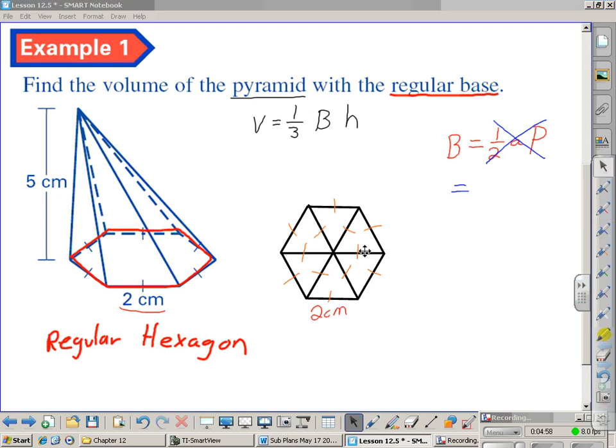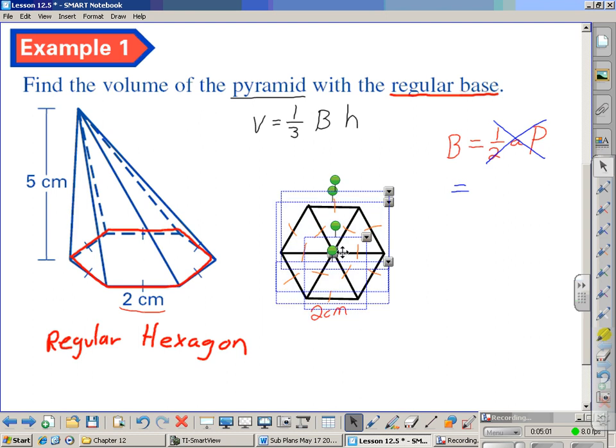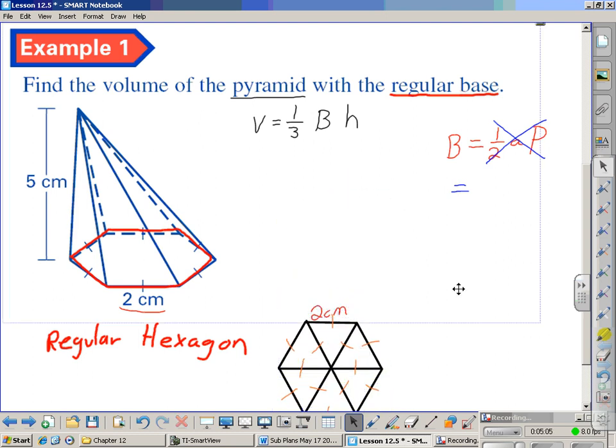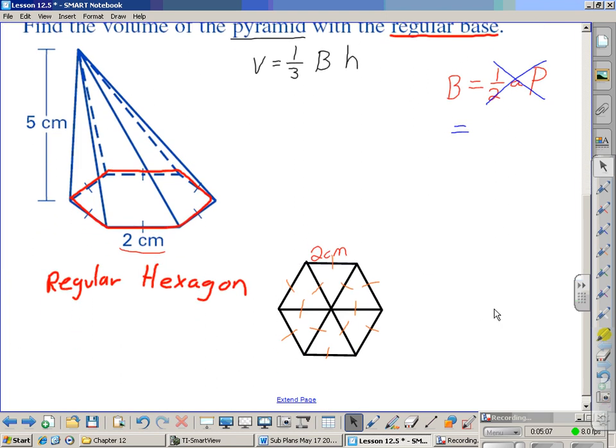So instead of using 1/2 the apothem times the perimeter, which we could do, what we can do is treat this like 6 equilateral triangles. And the area of an equilateral triangle is 1/4 s squared times the square root of 3. So what we get then is 6 times 1/4 times s, which is 2, squared times the square root of 3.